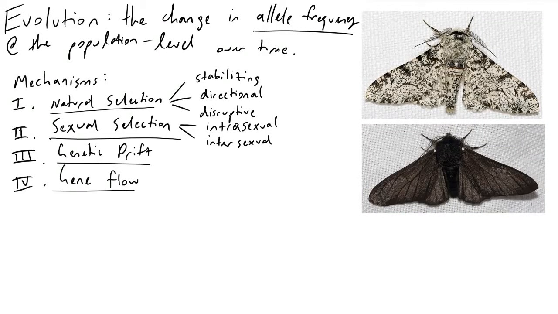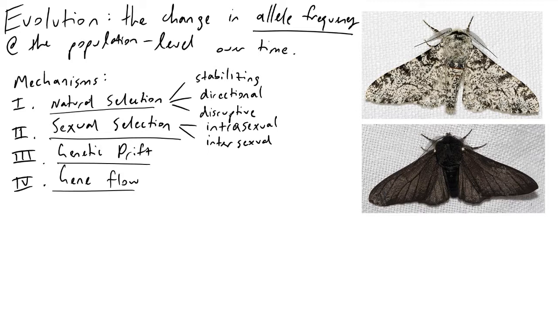Evolution is arguably one of the most important topics in biology, and it addresses how life changes over time. And to give the strict biological definition of what evolution is, it is the change in allele frequency at the population level over time.